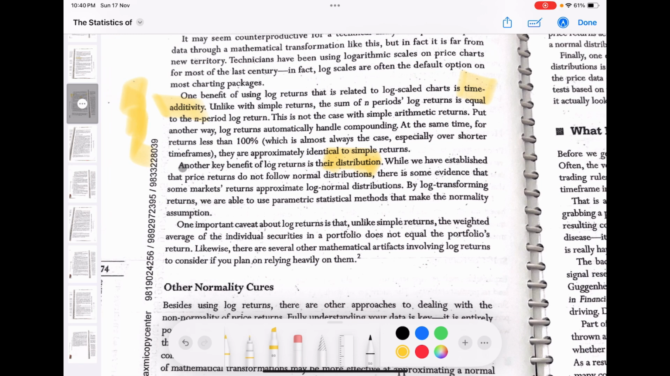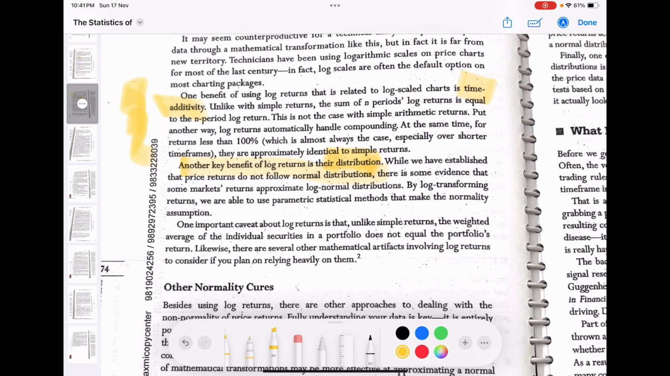I don't know if you understood what distribution is, so I'll quickly explain it again. We saw the non-normality, right? We saw that normal distributions are not being followed. So you also need to know that there is some evidence that some market returns approximate log normal distribution. By log transforming returns, we are able to use parametric statistical methods that make the normality assumption.